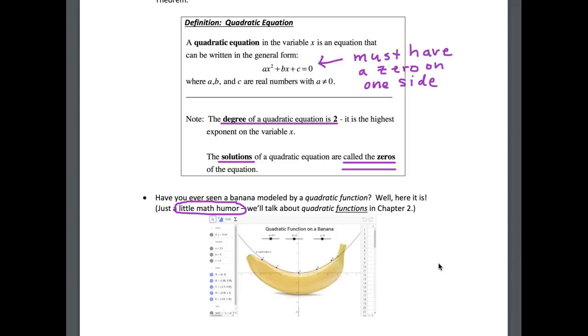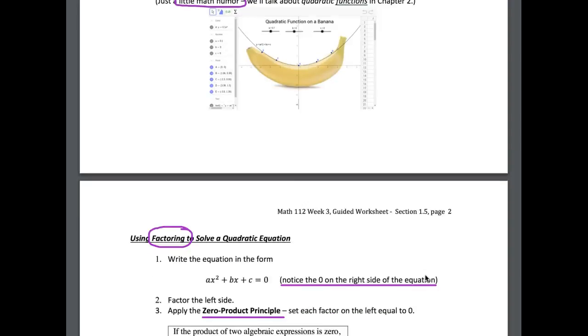Have you ever seen a banana modeled by a quadratic function? Well, here it is. I found this clip. It's from a program called GeoGebra, which I'll be introducing you to for demonstration purposes, for illustrating some topics we'll be covering. We're going to talk more about quadratic functions in Chapter 2.